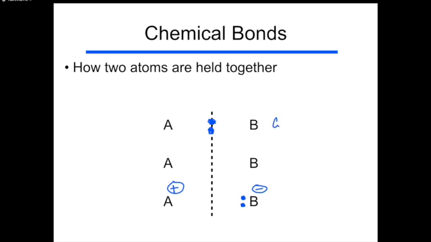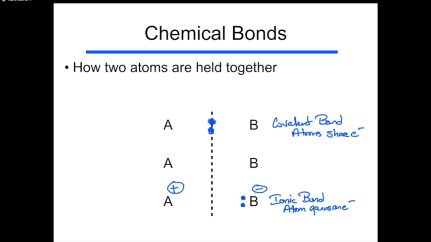The top one is called a covalent bond. The bottom is called an ionic bond. The atoms share electrons in a covalent, and in the ionic, an atom gains an electron, and one of the atoms will lose an electron. And so I have a positive and a negative, and remember, opposites attract.